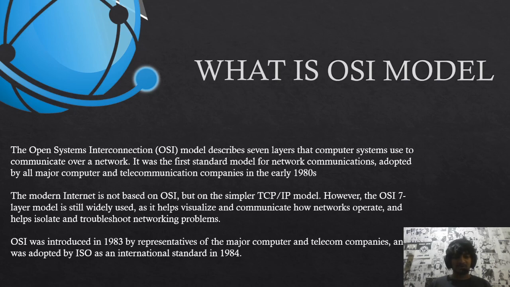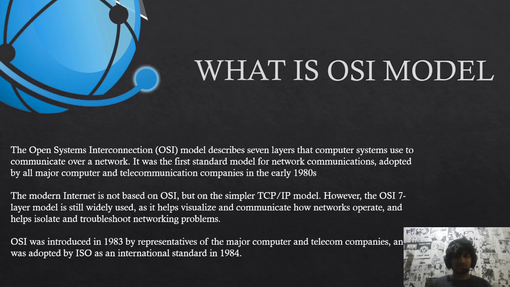The modern internet is not based on OSI, but on the simple TCP/IP model. However, OSI's seven-layer model is still widely used as it helps visualize and communicate how networks operate and helps isolate and troubleshoot networking problems. OSI was introduced in 1983 by representatives of the major computer and telecom companies and was adopted by ISO as an international standard in 1984.